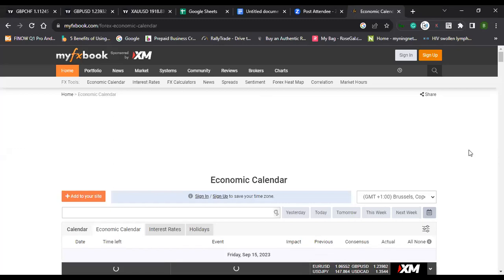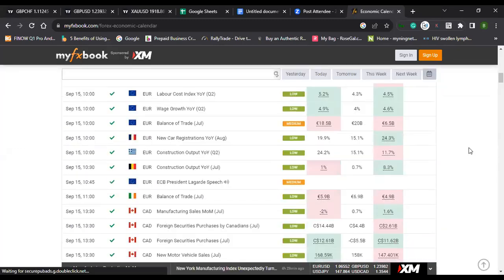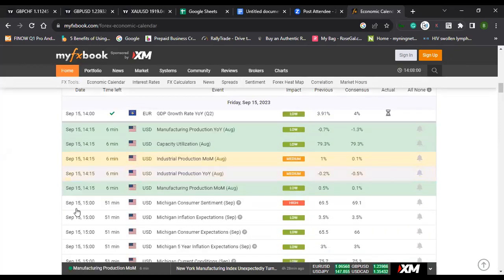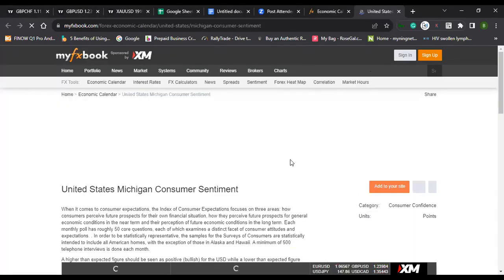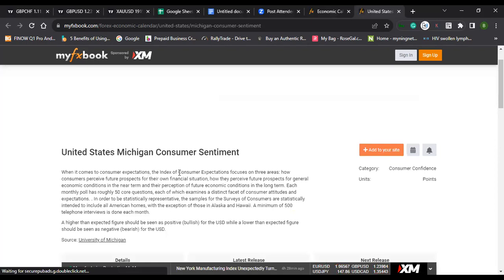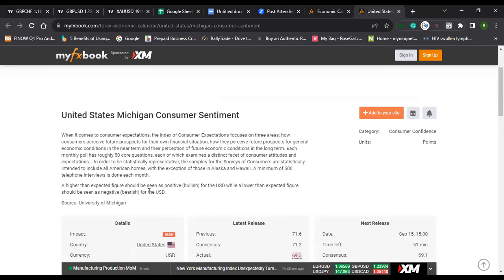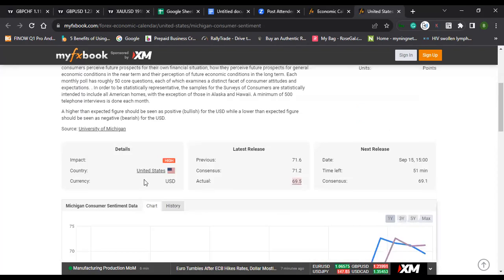This is what it looks like. So let me see if we have any news coming up. Like I said, there's no high impact. Okay, in the next 51 minutes, let's see how this will play out. Let me see what he's even saying. When it comes to consumers, yeah, that expect it's bullish. While lower will be sellers. Okay. So where's the previous? Okay.